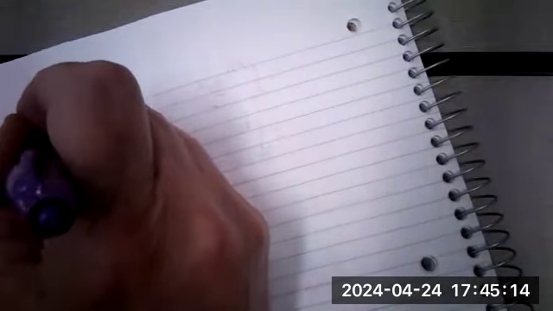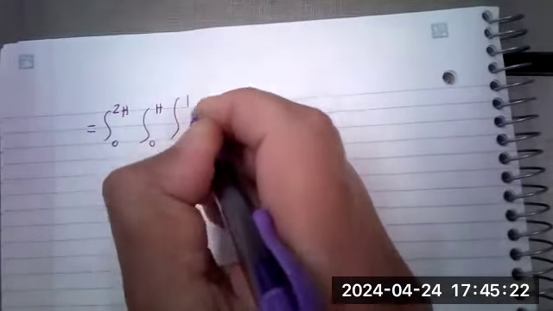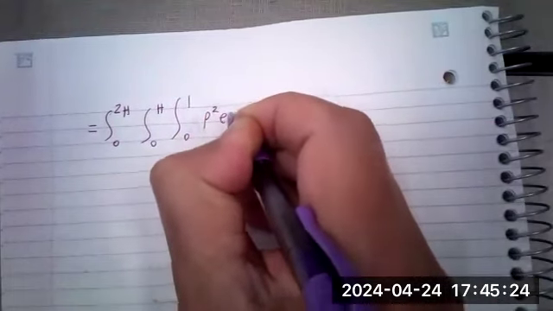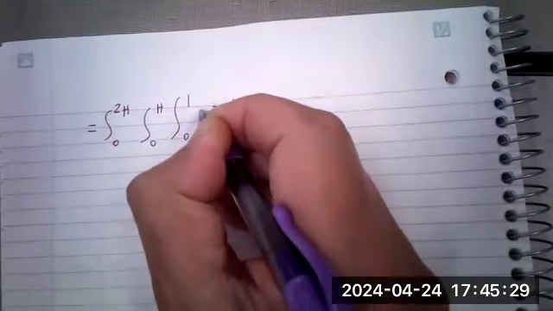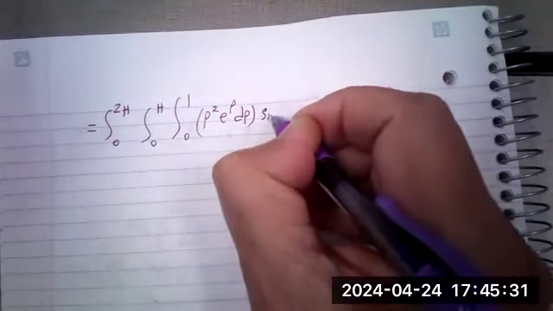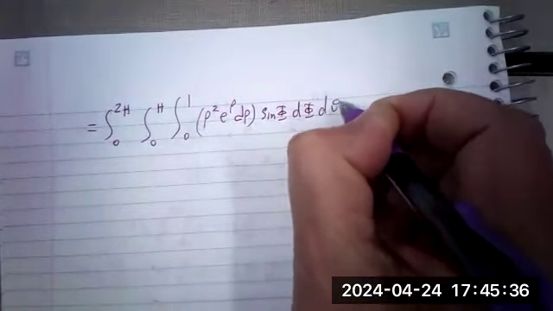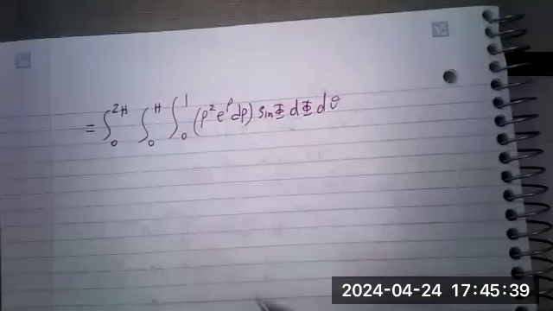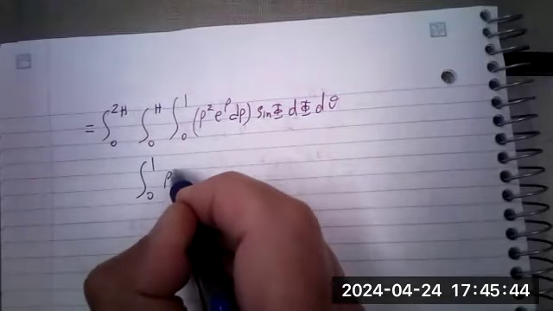So this is what will happen. We have 0 to 2 pi, 0 to pi, and 0 to 1. The function is rho squared e to the rho d rho. This is the one that you have to do first. And then when you're done, it's going to be sine of phi d phi d theta. As we did the other day, you have to take this one out. Most of the time, you have to use integration by parts.